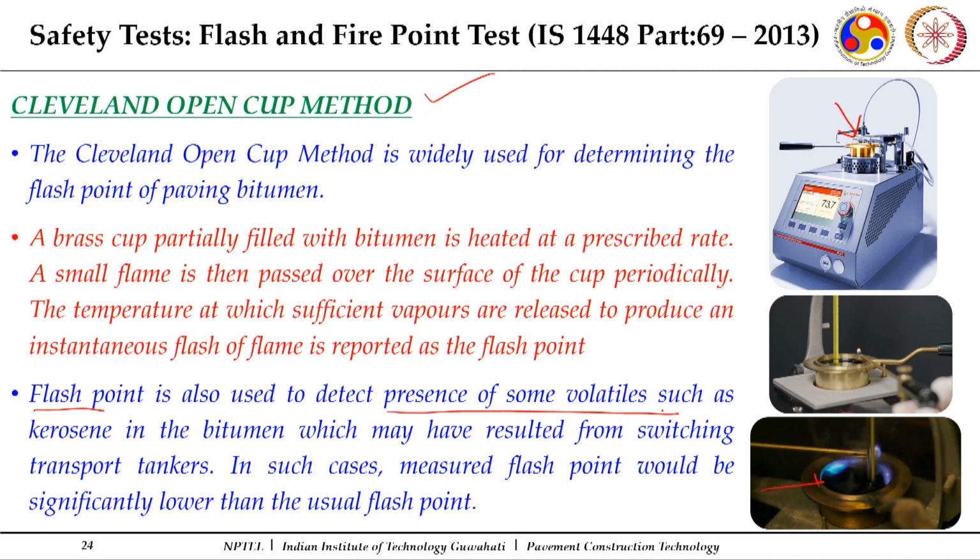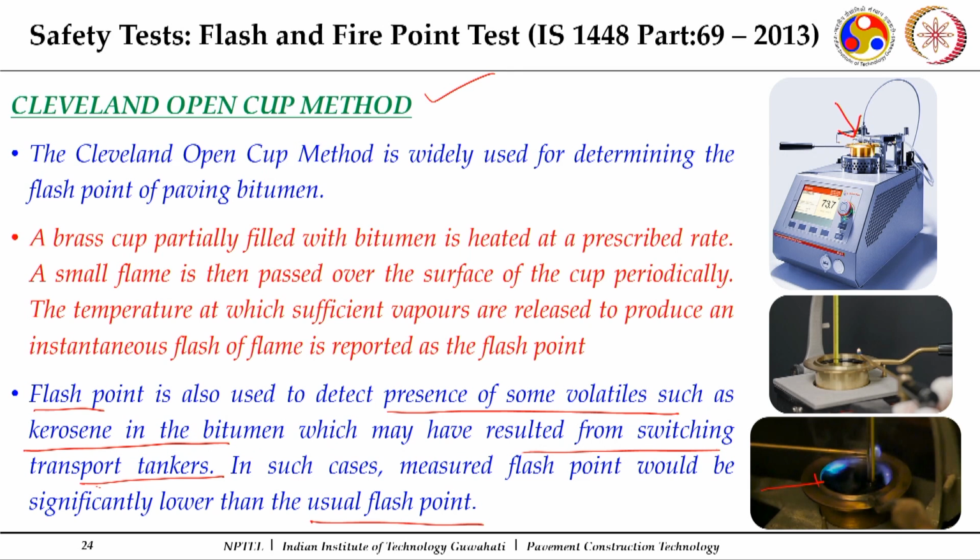As I mentioned, because of some impurities, specifically the presence of kerosene, which may result from switching transport tankers from one tanker to another, and when the cleaning of these bitumen tankers is done, some remains of kerosene may be there, which is highly volatile. So, that may reduce the flash point. That is why flash point is to be ensured for the binder samples which you are going to use for your construction purpose.